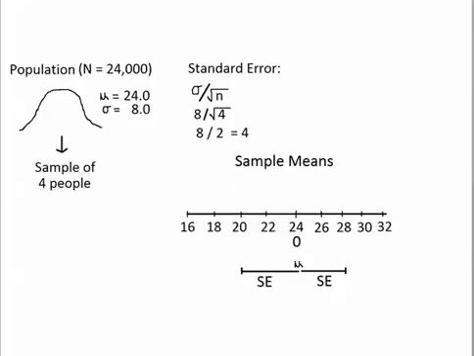If my sample mean comes out 1 standard error below the population mean, then my sample mean will have a z-score of -1. And if my sample mean comes out 1 standard error above the population mean, then my sample mean will have a z-score of +1.